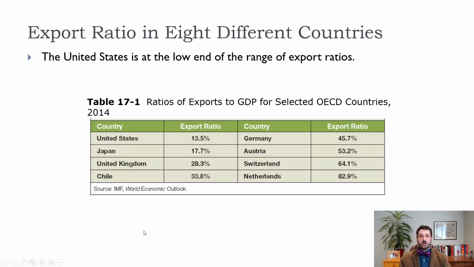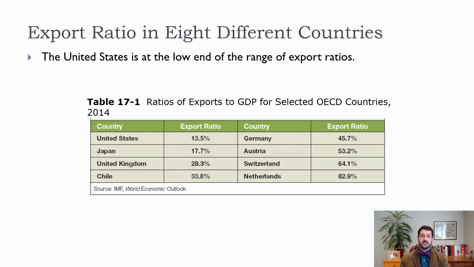If we look at the export ratio for a number of countries from 2014, you can see that the United States is on the low end, right? They were 13.5% in 2014, not that dissimilar from Japan, which was 17.7%. But the European countries have a much higher export ratio, right? A lot of that is that they're smaller, and so they're less likely to be able to produce everything they need. They also, of course, are part of the European Union. The United Kingdom was in 2014. It no longer is. It'll be interesting to see what that export ratio does in the UK.